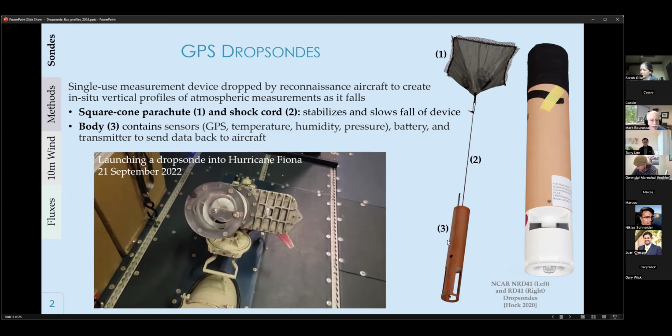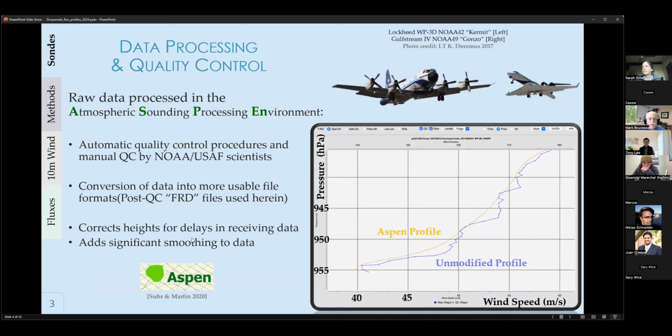It's been around for a while, and this is the kind of tube that it gets launched out of in the floor of an aircraft. You slip the tube in, close it, and launch. This is an example of the data you'd get from it. Here's pressure on this axis, wind speed on the bottom axis.